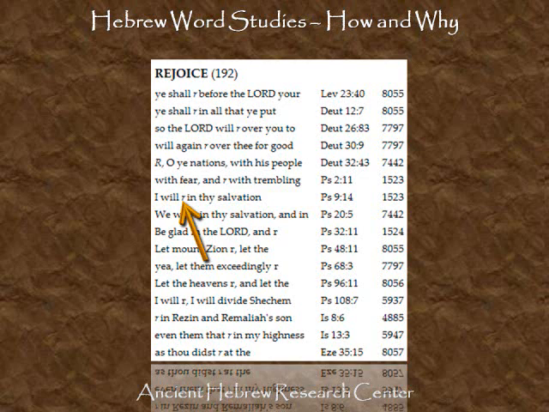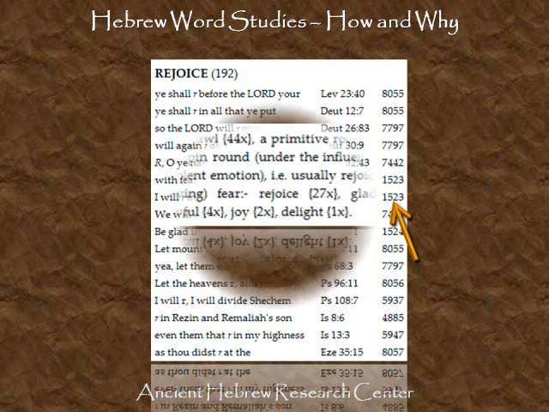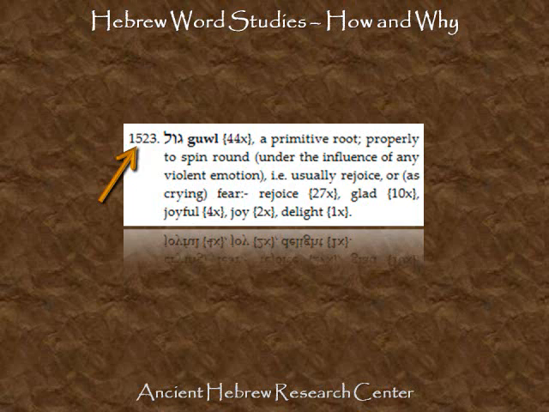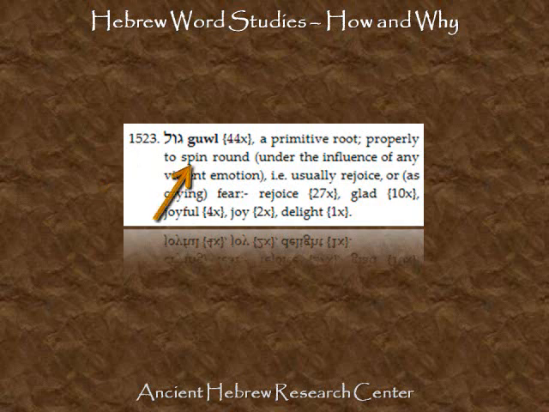Now to find the Hebrew word for this, on the far right is the number 1523. You then go to the dictionary, which is usually in the back of the concordance, and you'll find the number 1523, and this will tell you that it's the Hebrew word gul. It's a primitive root properly meaning to spin around. There's our concrete understanding of this word, to spin around.